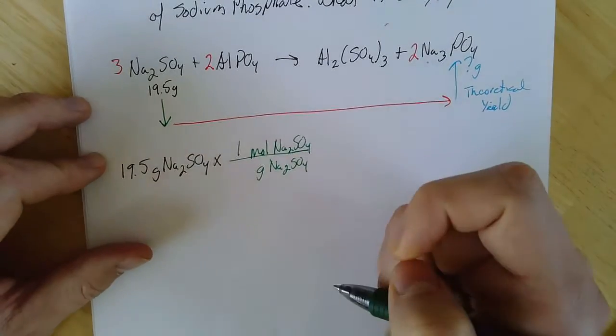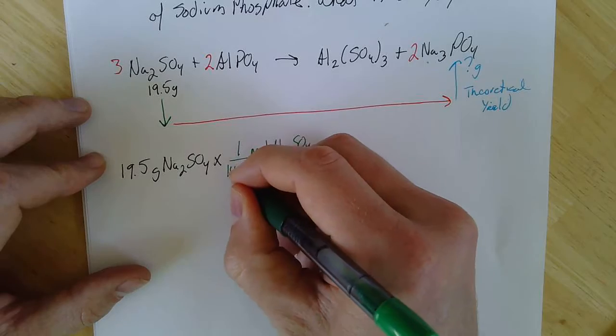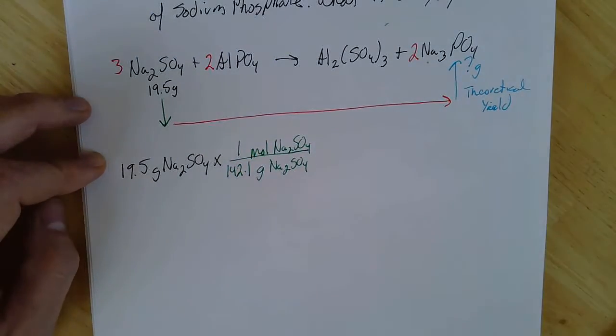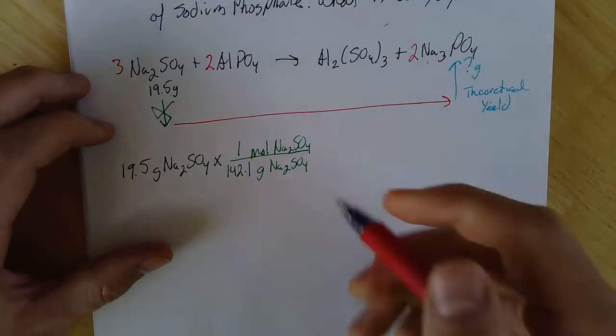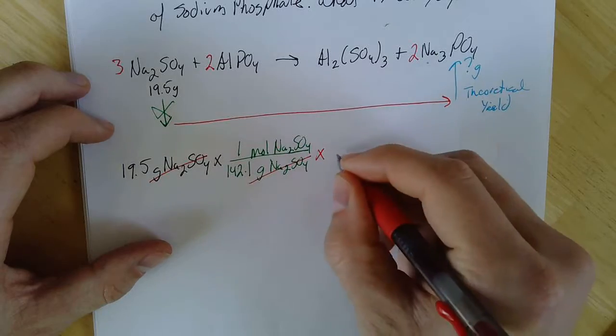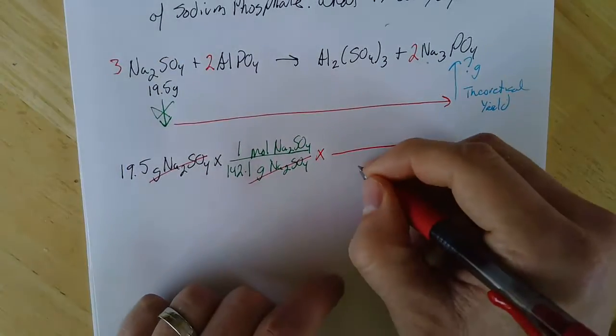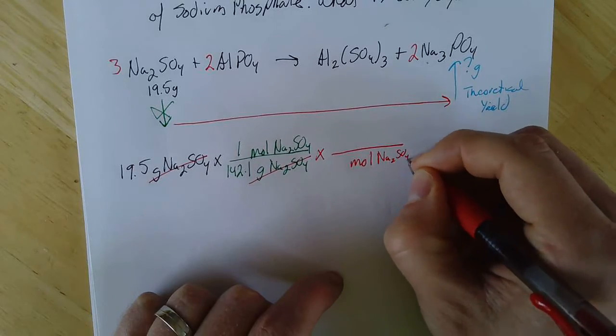All right. And so I have 1 mole. We look at our periodic table, and we understand that we have 142.1 grams. Good. That step is done. Let's go on to our next step. So I'm going to cross that out. I know I'm done with that. Just like dimensional analysis always shows us, I'm going to put moles of Na2SO4 on the bottom.